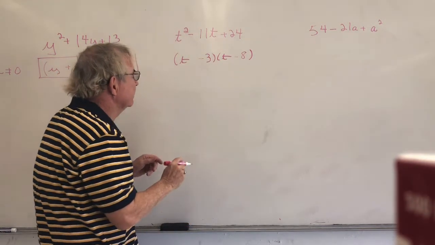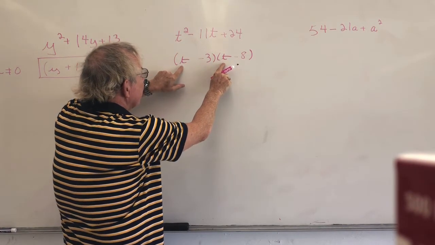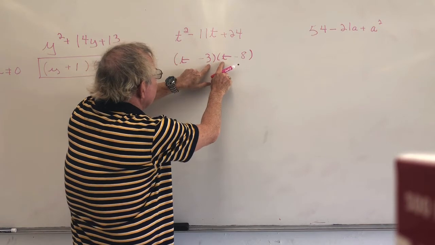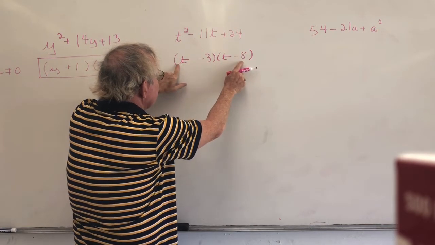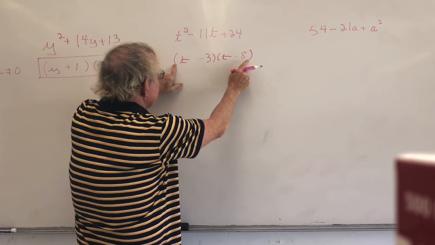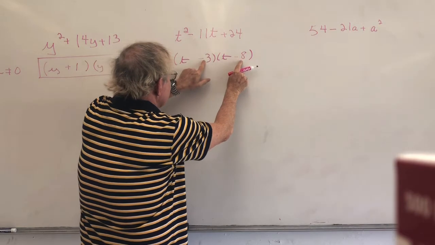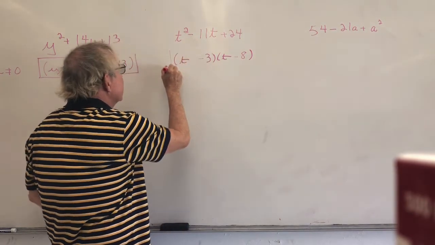Now let's check that. Here's your t squared. This is negative 3t and negative 8t. So negative 3 plus a negative 8 is negative 11. And this is your 24. So there's your second example.